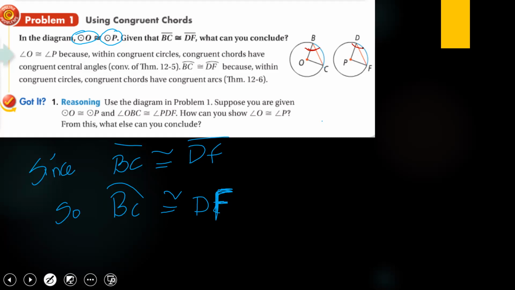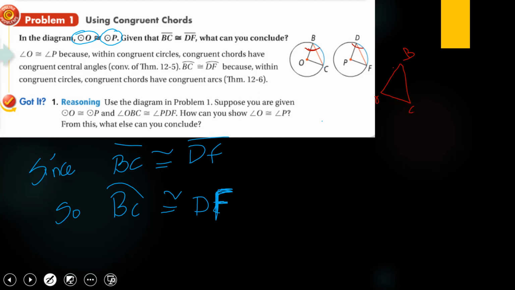Okay, thank you. But how did you know that the two triangles are congruent? Because the radius is the same, since they're congruent circles. And it's already given that BC is congruent to DF. That means by SSS, they're supposed to be congruent. Bravo. That's it.